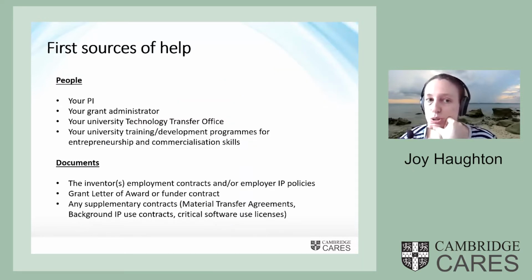So if you don't know the answer to these kind of things, how can you find out? Well, first source of help, your PI, your principal investigator, if you're a postdoc, will be a great source of help. They will likely have been involved in agreeing the terms for the money you're using, and so they're likely to have a good idea on that. Your grant administrator, or somebody like me. A little bit further down the line, your University Technology Transfer Office can also help, particularly on employment policies and that sort of thing for your institution.